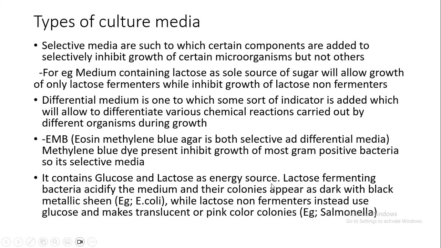Also, it contains glucose and lactose as energy source. So those bacteria that can ferment lactose, known as lactose fermenters, will generate acid because of the fermentation reaction. And their colonies appear dark with black metallic sheen because of the precipitation of the eosin component of the medium. Examples include E. coli. While those bacteria which are lactose non-fermenters will instead make use of glucose, and the end products are not acidic. As a result, they will make translucent or pink color colonies, for example, salmonella.